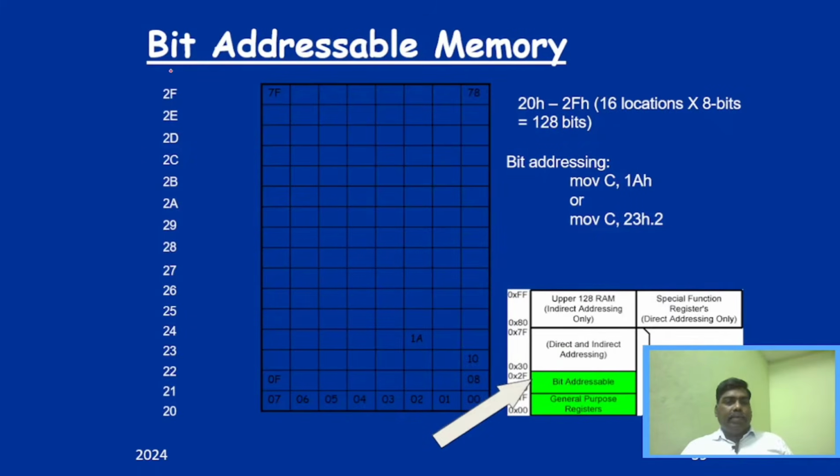Similarly, this is 16-bit addressable memory, that is bit addressable memory, where you can see this is the byte address and these are the bit addresses. We can also access each and every location separately, that is bit addressable.